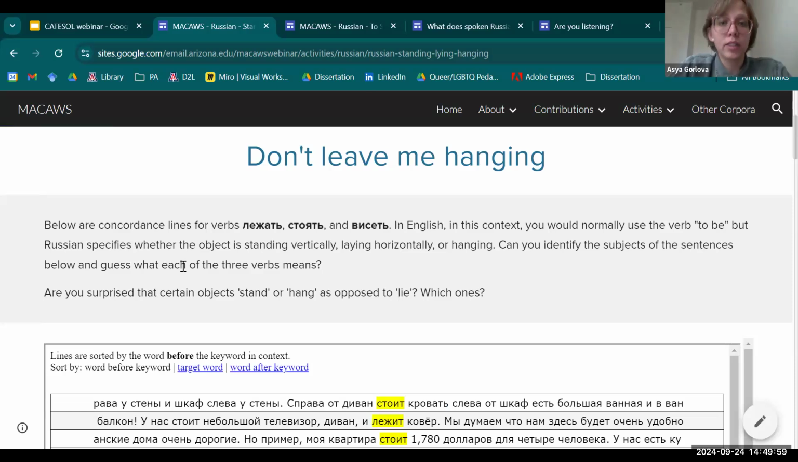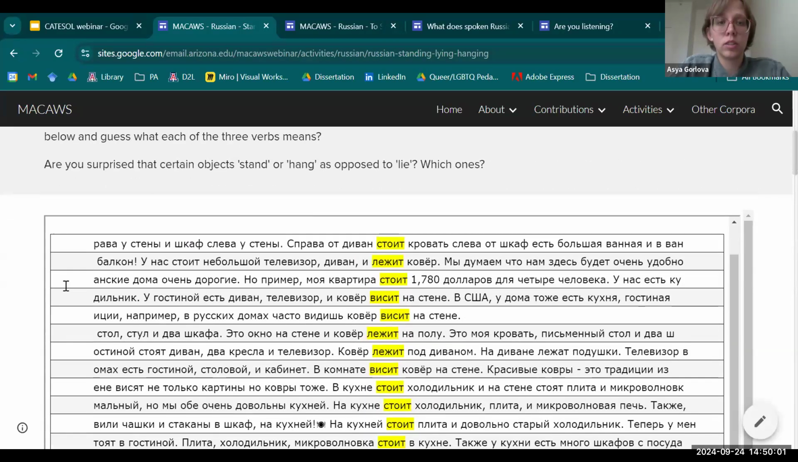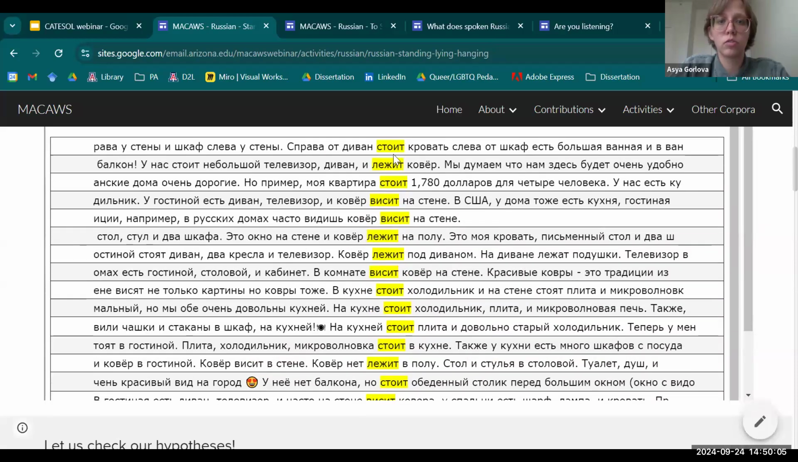And the way this activity goes, students look at this concordance, at concordance lines with different verbs, and they see the verb that you can see highlighted in yellow, and they can see the context of the verb, so how it's used. And they are looking at those concordance lines, and they can see how a different verb has a slightly different context or is used in slightly different collocations.